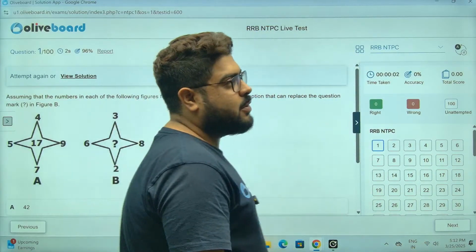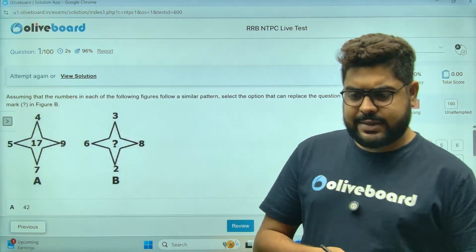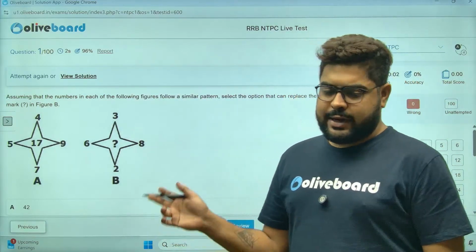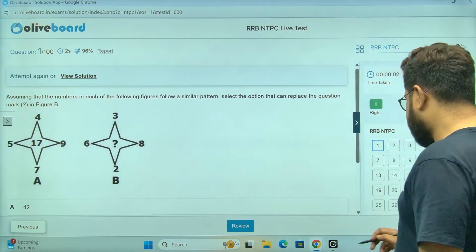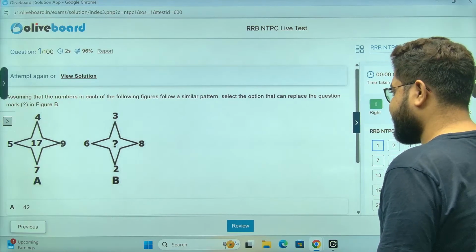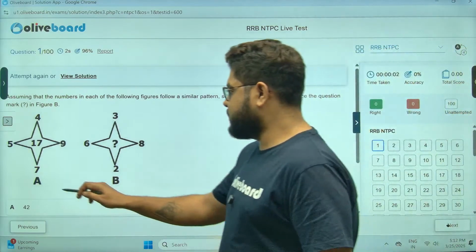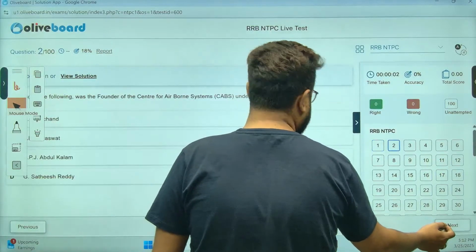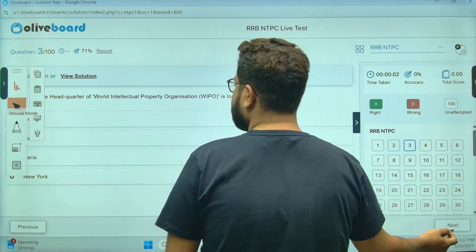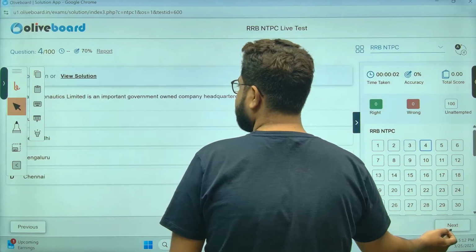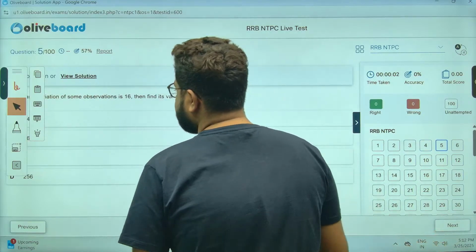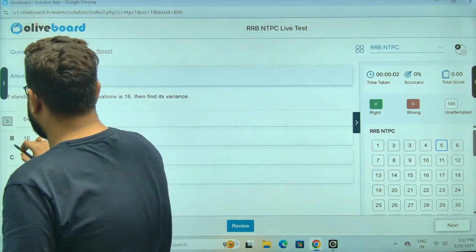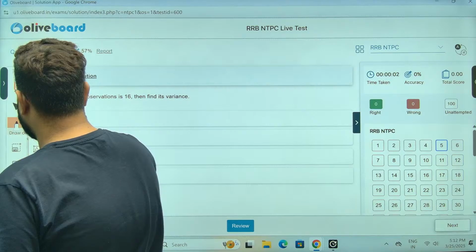So again, NTPC mock, I guess your reasoning session has just ended. So let us start with this. Not this question, definitely. This one, not this one. Okay, first question we have got.